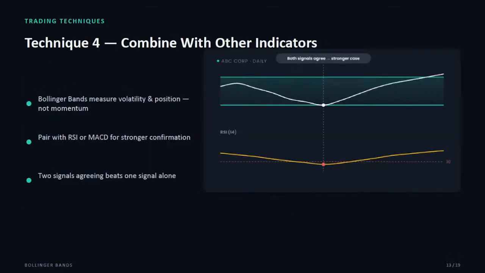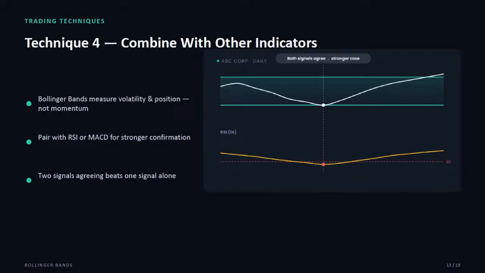Our fourth technique isn't really a standalone pattern on its own. It's a principle that should sit underneath everything else we've discussed today. Bollinger Bands work best when they're combined with a second, independent indicator. Why does this matter so much? Because Bollinger Bands are fundamentally a volatility and price location tool. They don't directly measure momentum. So pairing them with a momentum-based indicator, something like the RSI, the Relative Strength Index, or the MACD, gives you a second, independent perspective on the exact same moment in time.